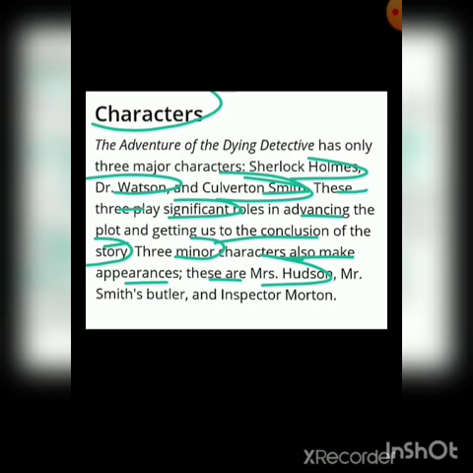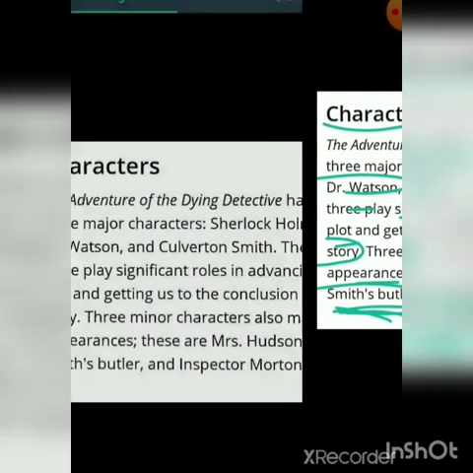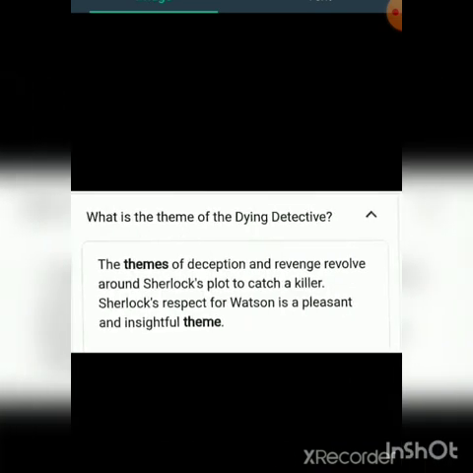Smith's butler. He was his butler, right? Then Inspector Morton, who happens to be standing outside Holmes' house, so that when Holmes signals Inspector Morton, he is going to arrest Smith as well. So these are the three major characters and three minor characters.